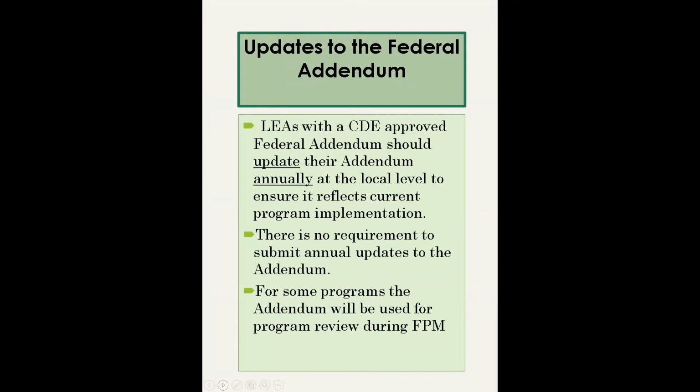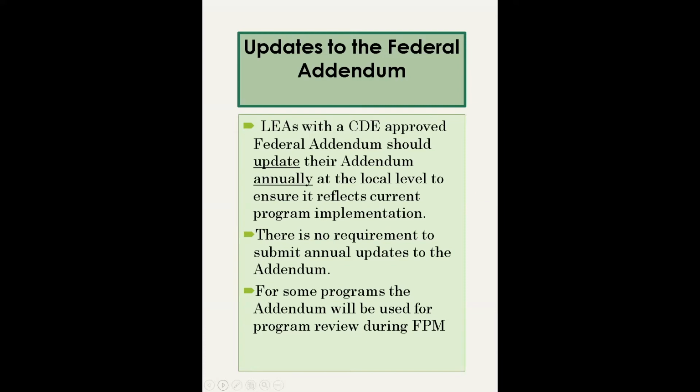If you've got an approved federal addendum, what you should do is update it annually to make sure it matches your current program. So if things change over time, and in your Title II you're doing something different, then take a look at your addendum. You should update it. Some of the federal program reviewers actually use the addendum to review the program. I know particularly for Title III, they're going to look at your Title III section and say, does it match what you're actually doing with your funding right now? So for those of you that don't have to resubmit, that's what you need to be doing.